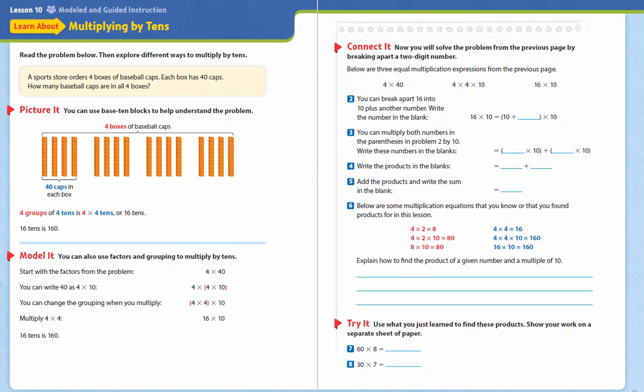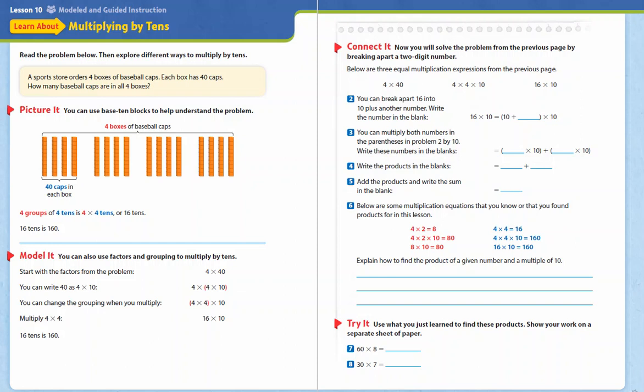Alright, so today what we're going to be doing is multiplying by tens. So we're going to go ahead and read the yellow box. In the yellow box it says, a sports store orders 4 boxes of baseball caps. Each box has 40 caps. How many baseball caps are there in all 4 boxes?